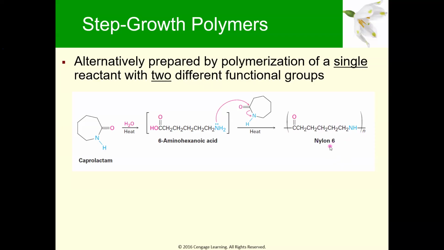So instead of nylon 6,6, because you're working with two different reactants, here we only need to have one number, in this case just 6 carbons from the caprolactam. Okay, so alternatively prepared by polymerization of a single reactant with two different functional groups.